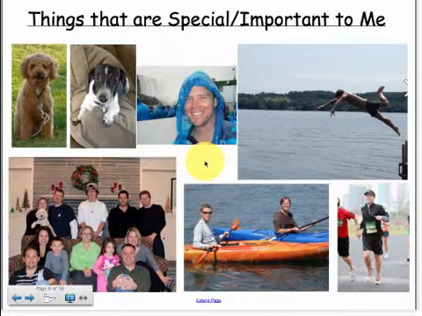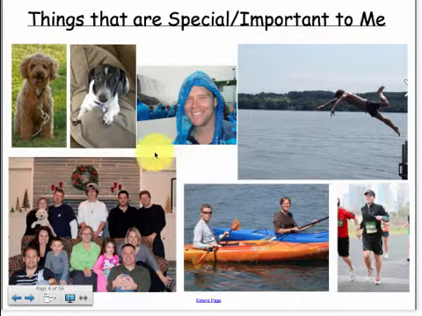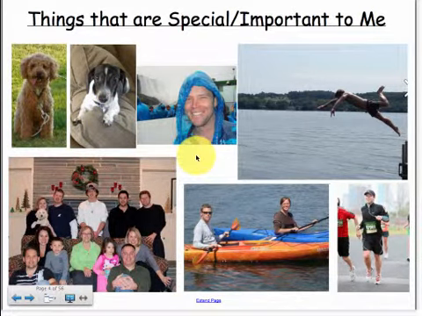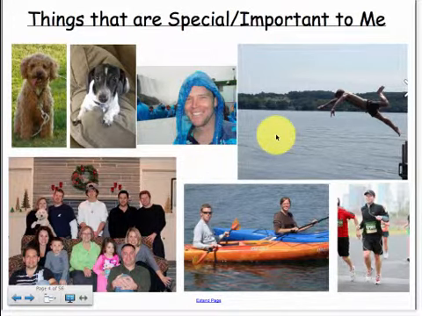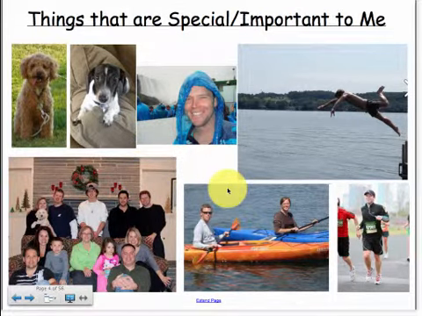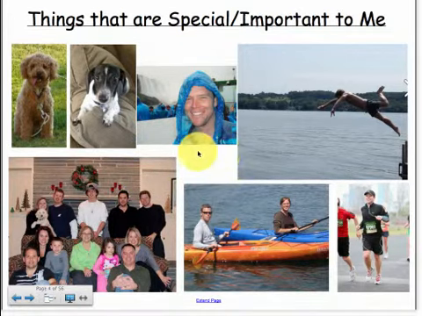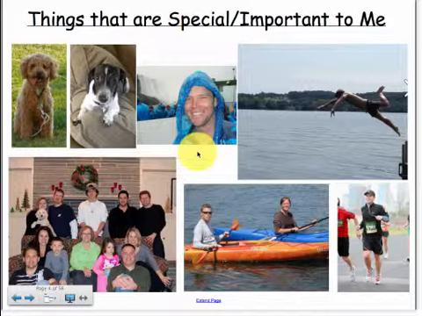Some things that are important to me are things that you can see in this picture, so you know that my dogs are. This is a picture in Niagara Falls, that's important to me. Our lake cottage, this is me after a run a couple summers ago, taking a swim. This is my family at Christmas, some kayaking at the lake, and then a run that I did a few years ago. So these are things that are important and special, and they're going to help me generate ideas.